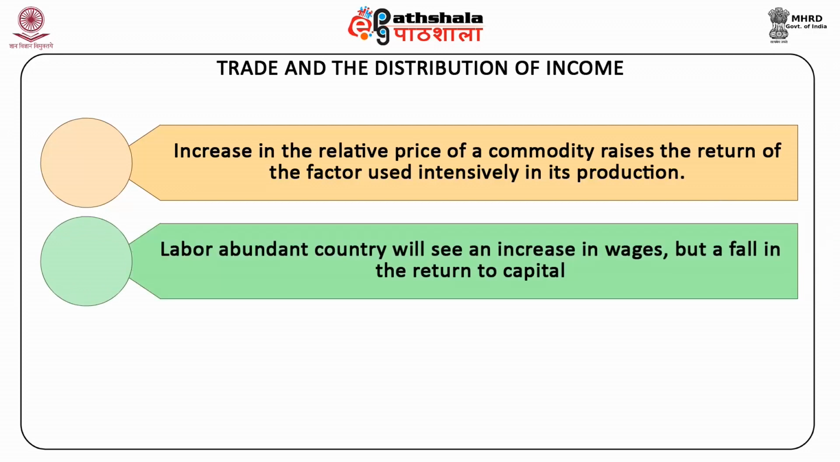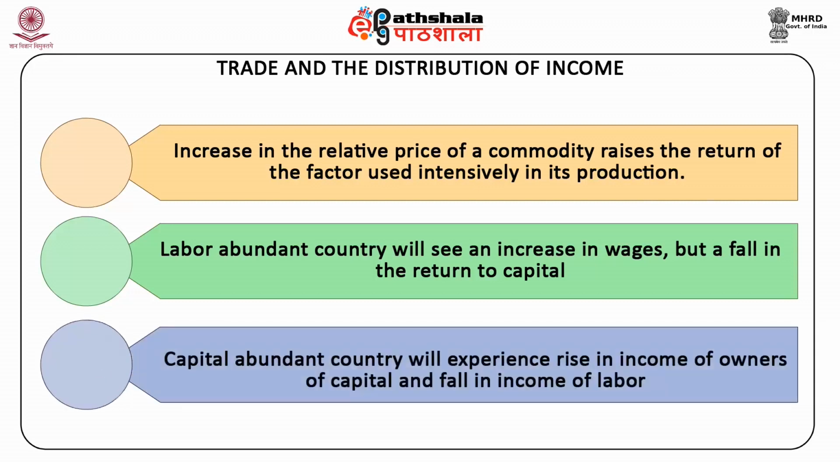Thus, the labor abundant country will see an increase in wages but a fall in the return to capital. Specifically, real income of labor, W, rises in nation 1 and real income of owners of capital, R, falls in nation 1, while the capital abundant country will experience the opposite pattern of change, that is, a rise in income of owners of capital and a fall in income of labor.